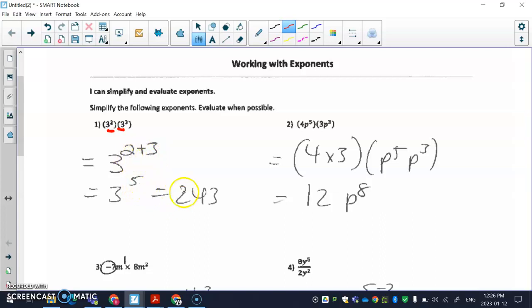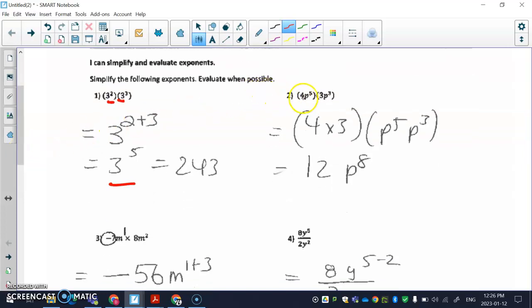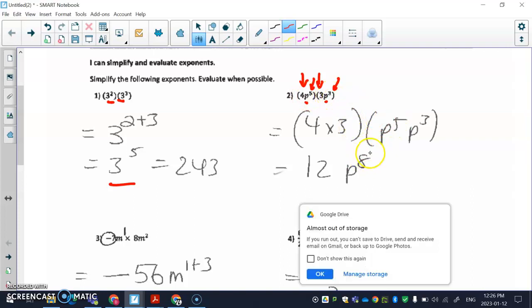2 plus 3 is 5, and then you can just put that in your calculator, 3 to the 5. When you have coefficients in the front here, so the 4 and the 3, it's the same thing as over here, kind of. The base here, the exponent, this is a little confusing, I guess. The exponent is on the p, not on the number itself, not on the 4 and the 3. So the p is what's going to have the exponent rule applied to it. So you have the 5 and the 3, they're being multiplied. So again, as they're being multiplied, you add the exponents. So the 5 and the 3 are added to get 8.